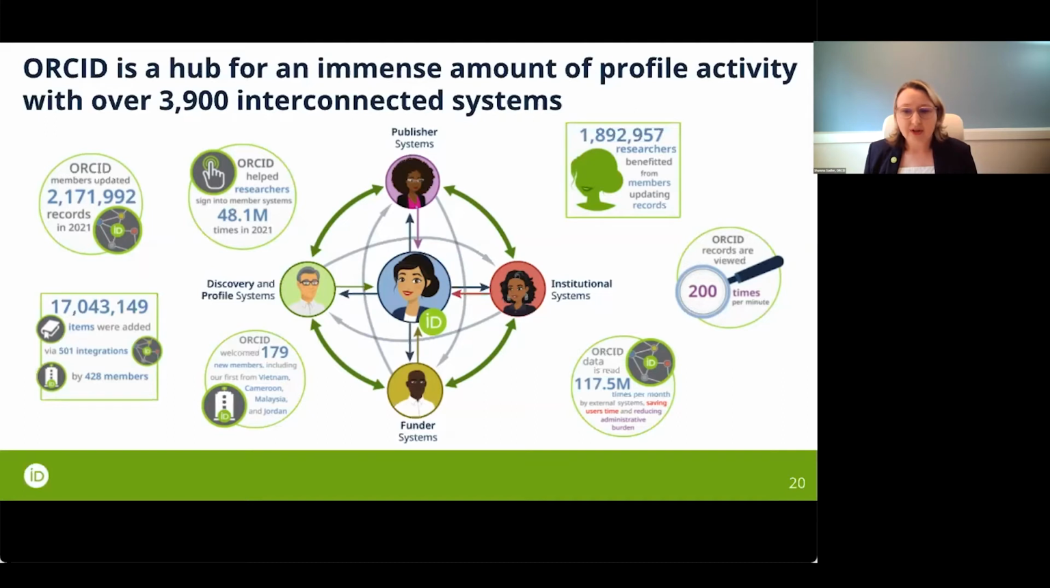On the bottom in gold are the research funding agencies who also read and write to ORCID records. On the left in green are all the vendors of research profile management systems that we work with to connect these systems in order to move this data as smoothly as possible. On average, ORCID data is read 117.5 million times per month by external systems, saving users time and reducing administrative burden. Considering these statistics and applying them to the data model at the center of the screen, you can see how the research ecosystem is driven and made more efficient by the real-time data that is made available by member organizations participating in the system.